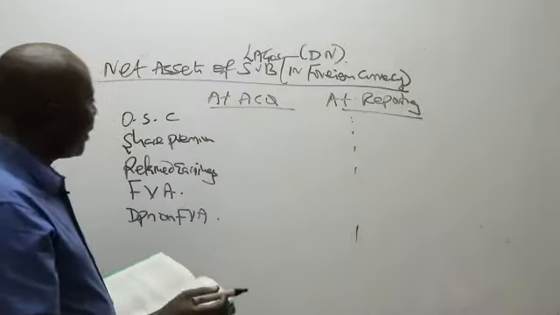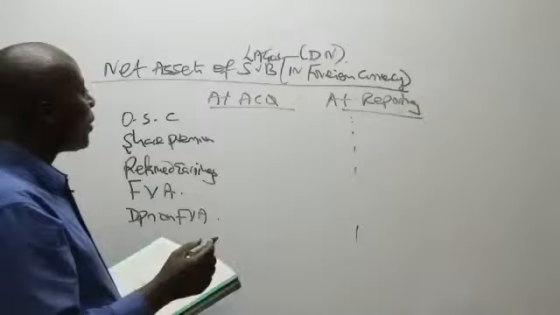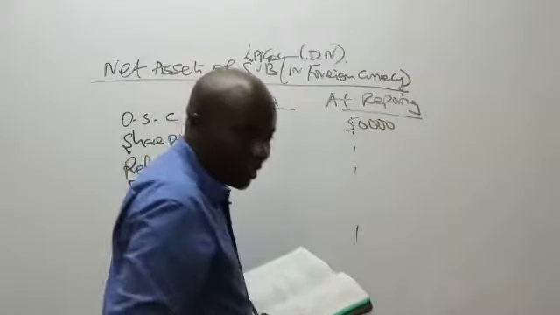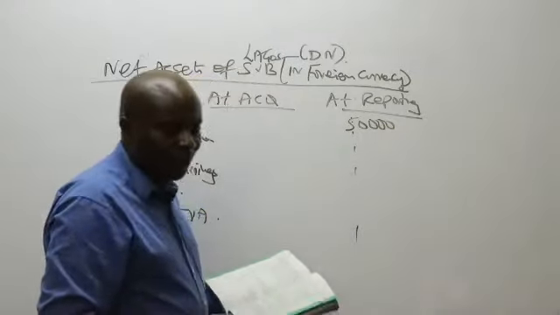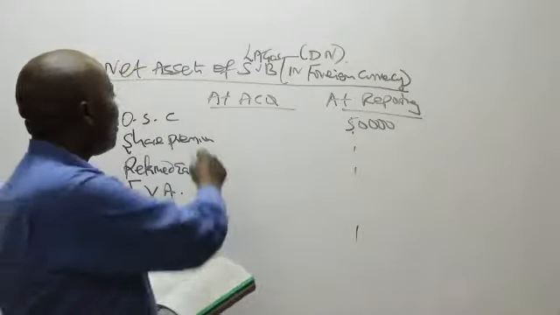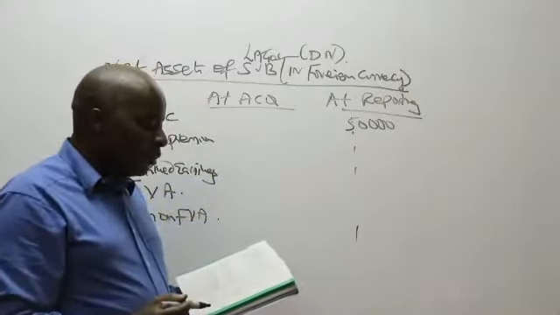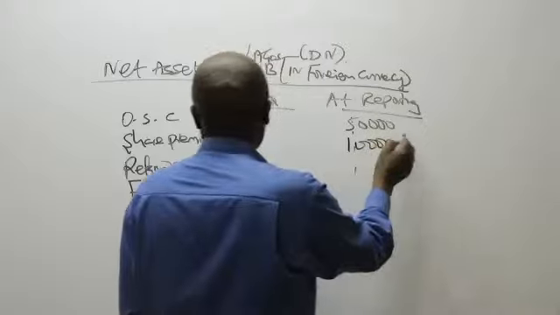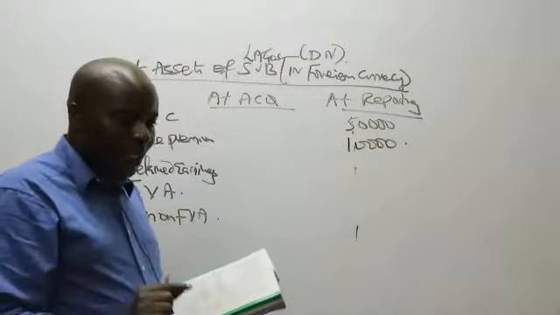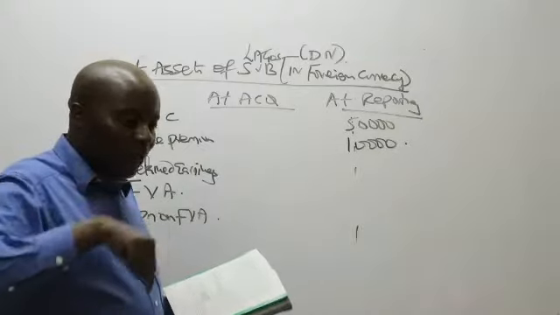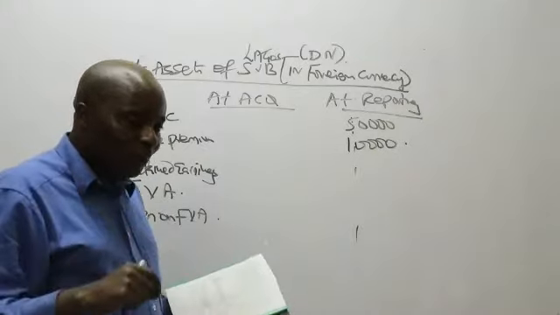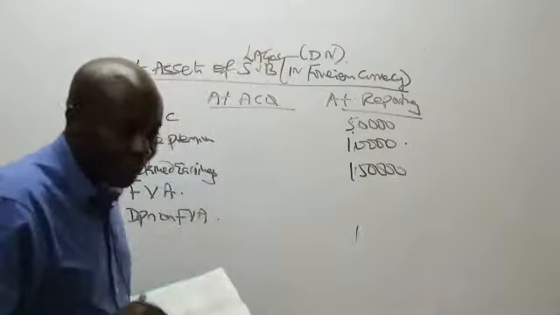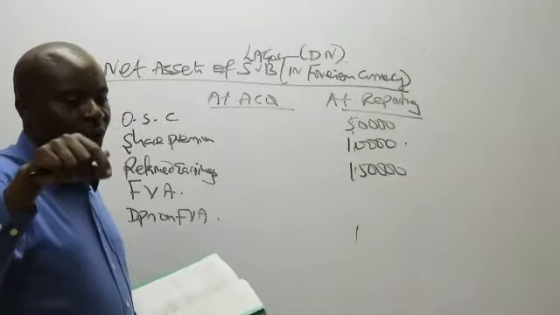Ordinary share capital, yaka kampuni kaitwa Lagos, at reporting ina ngapi somebody? Is there anybody who is able to see 50,000? Aya, how about share premium? How much are you able to see for share premium for Lagos? Thank you very much, Meshach. 10,000. Very good. Are you able to see the retained earnings for Lagos? 150,000.